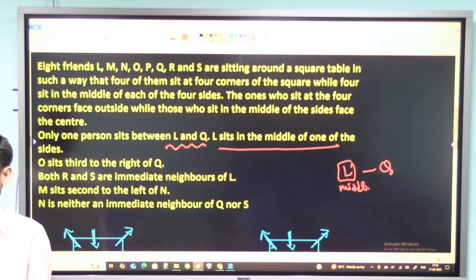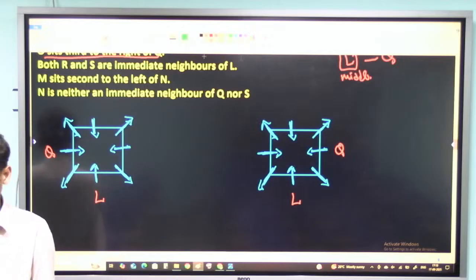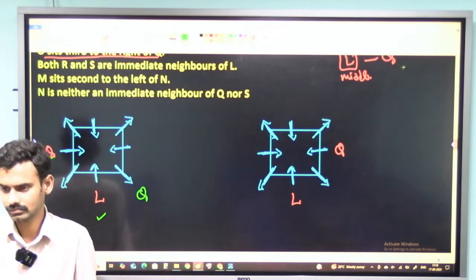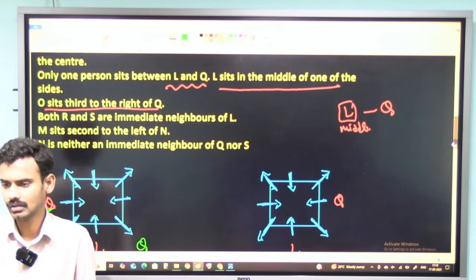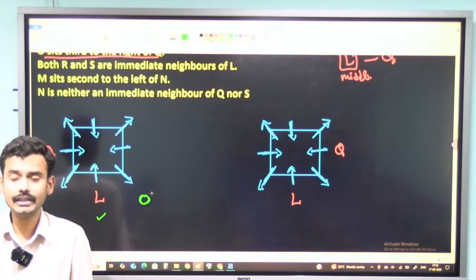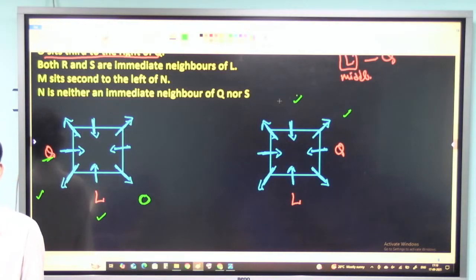Then O sits third to the right of Q. Q is already known to us, so let us find how to do that. Q is here. This is first right, second right, third right. So which person will this be? Okay, this person is O. So O is sitting third to the right of Q. In the second condition, see first right, second right and third right. This person will be O.